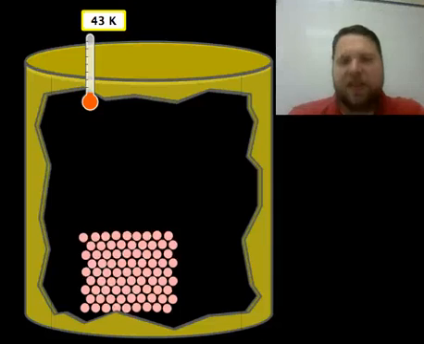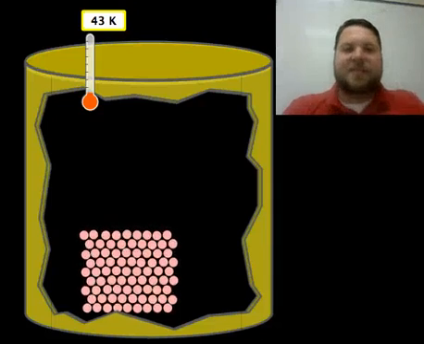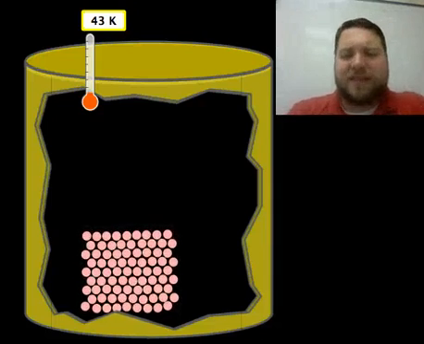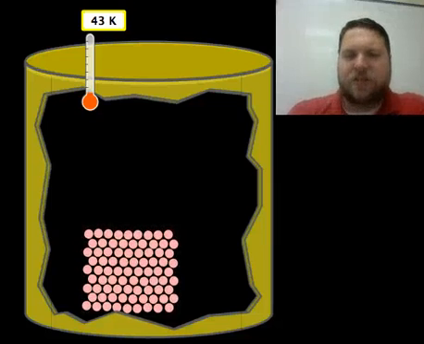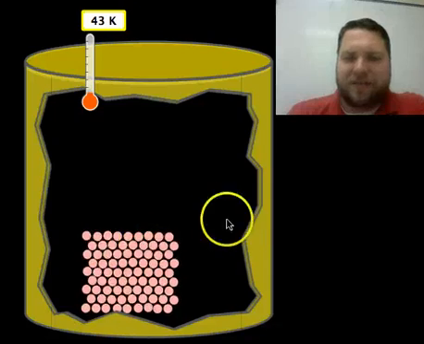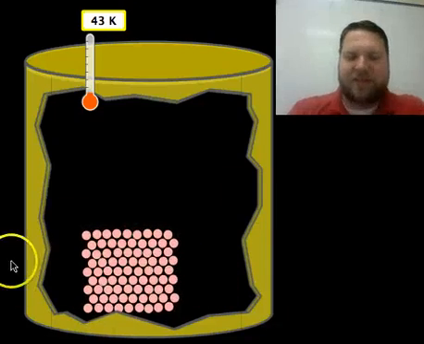Atoms are always moving. Second thing you have to consider is the fact that atoms are just a little bit sticky, so they'll have a tendency to stick to each other just a touch. And let's go ahead and start looking at the simulation now.